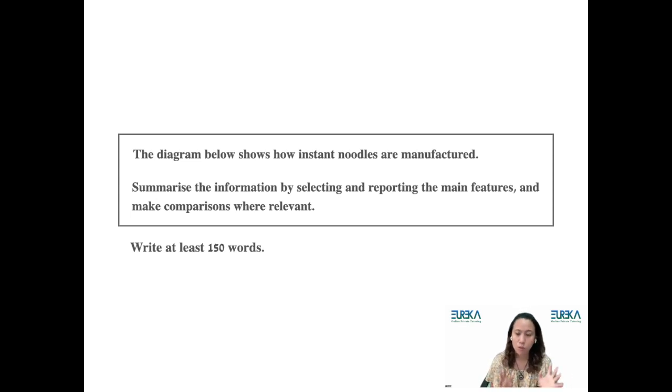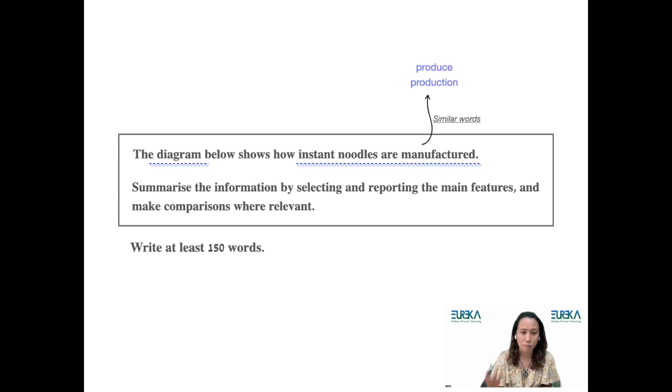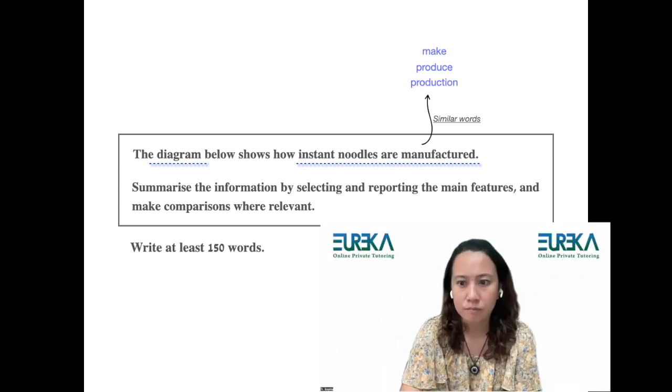It's about a diagram. So while reading the question, we understand it's about a diagram and it's about manufacturing instant noodles, right? So when you look at the word manufacture, in your mind you have to start thinking about what other words are similar to it. We have production, right? Manufacture, produce, make. These are some of the words that you can use in your writing.